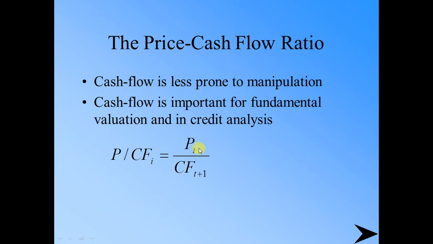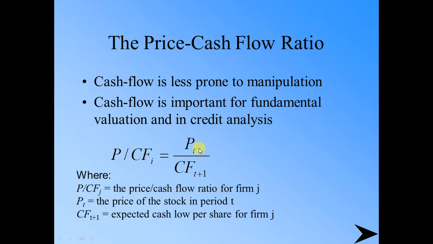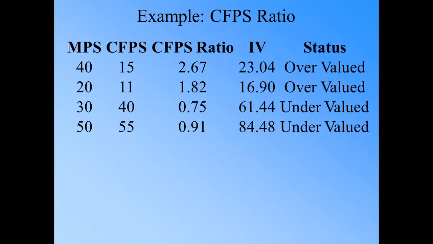In the price to earnings ratio, it was the market price per share divided by earnings per share. In this case, we are supposed to divide the price by the cash flow per share. We will find out the net cash flow and then divide it by the outstanding shares. Further, the concept is the same. I have again given an example, but this time you can see that the cash flow per share is less than the earnings per share.